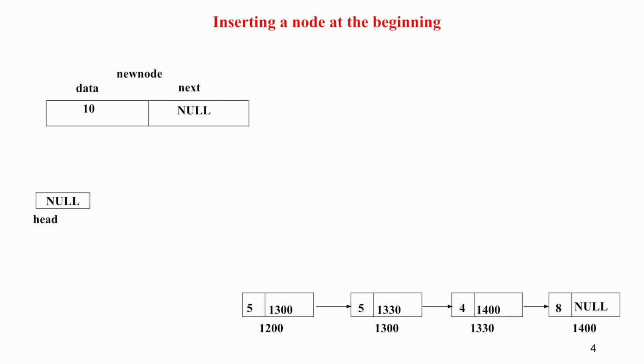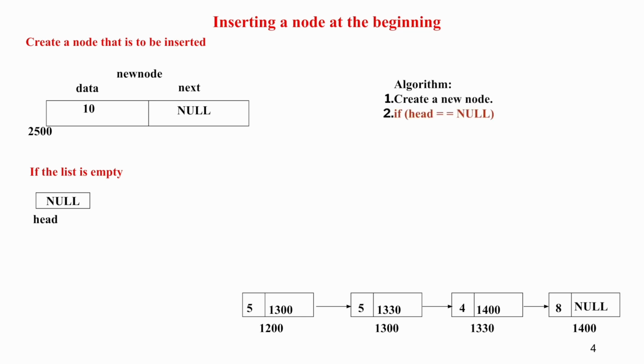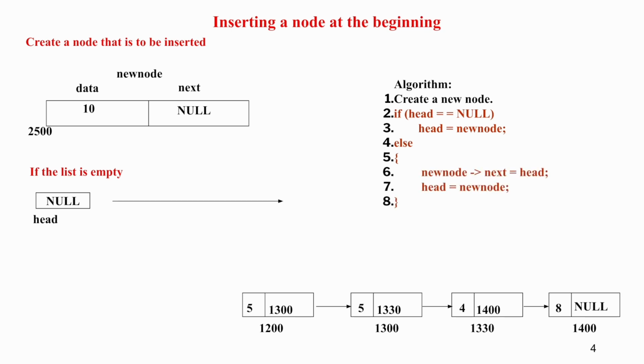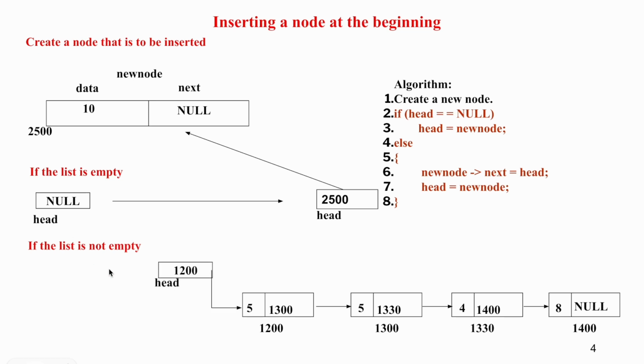So let's understand insertion of a node at the beginning. First, we create a new node with the data part as, let us say, 10, and there might be two cases here. First case is when the head equals null, and second is when head is not equal to null. So when head equals null, that is when the list is empty, then we point the head to the new node itself. And if the list is not empty, that is head is not equal to null, then we first create a link between our new node and the first node of the list, and then finally the head should point to our new node.